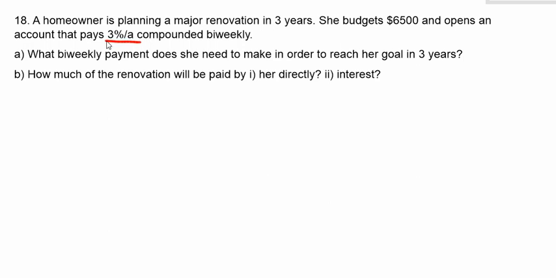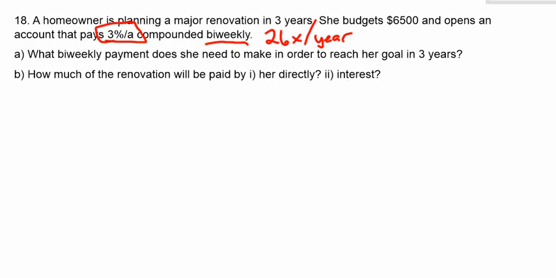So this slash A means per year, or per annum. And that 3% per annum is compounded bi-weekly, which means every 2 weeks, and every 2 weeks means 26 times per year. And the question says, what biweekly payment does she need? What does she need to make in order to reach her goal? And then how much of the renovation is paid by her and how much is interest?